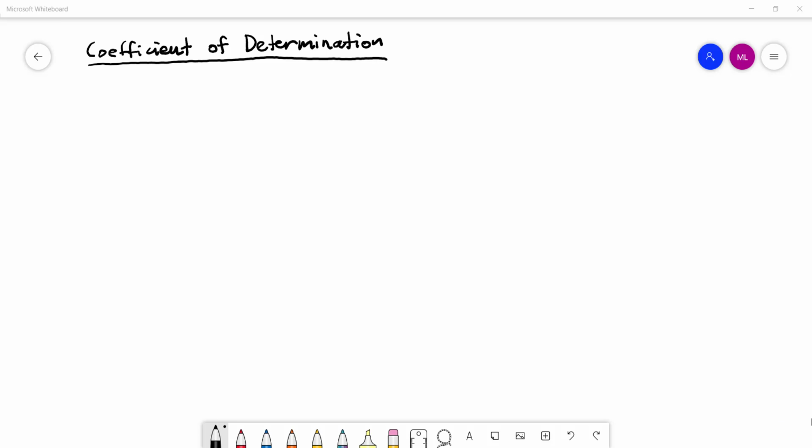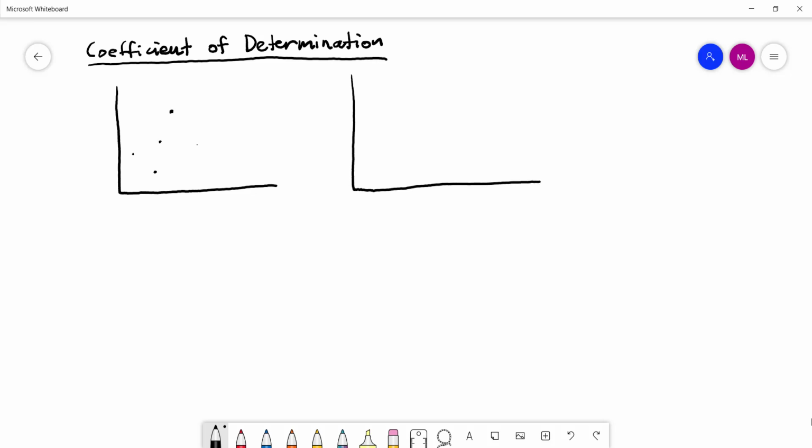So imagine we have two cases. Maybe we've got a picture that looks like this, and then we've got another picture that looks like this. And then we've got our least squares regression lines for each of these. So maybe we've found the lines, and this is what the line for that one looks like, and this is what the line for the second one looks like.